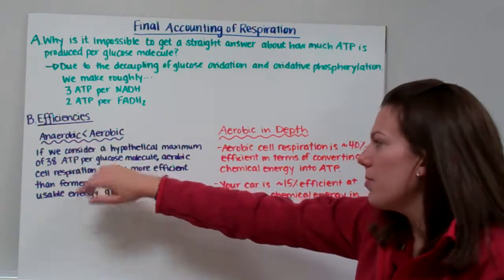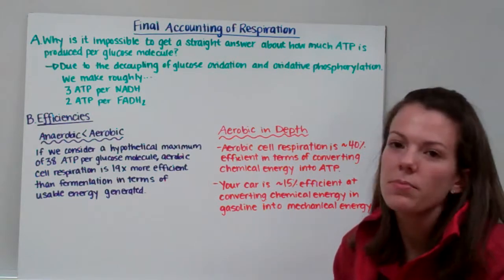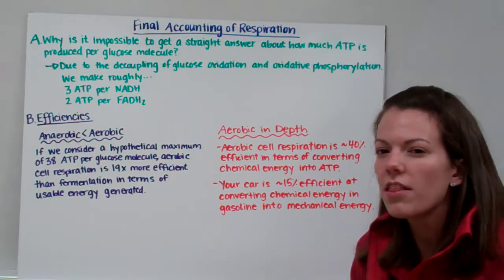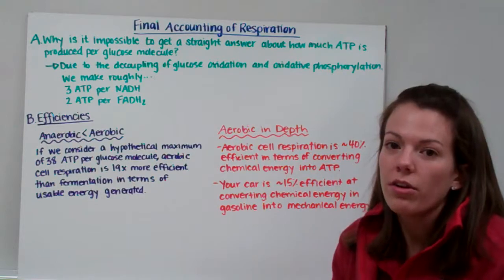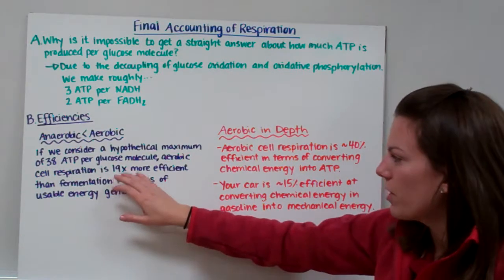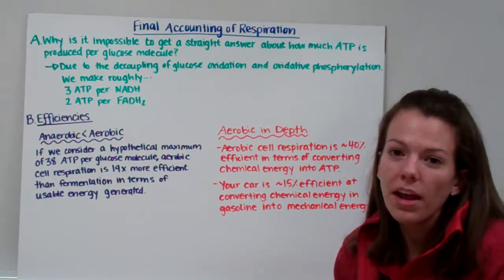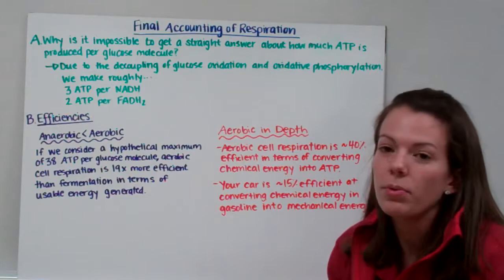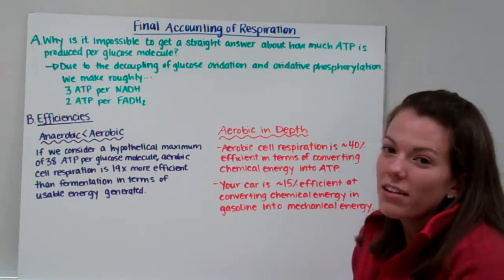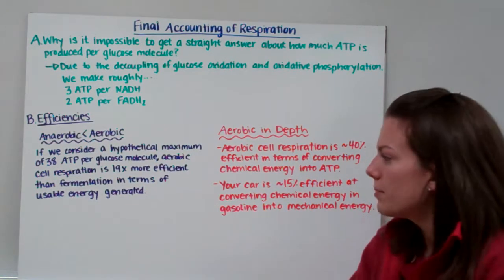Anaerobic metabolism is less efficient than aerobic metabolism. If we consider a hypothetical maximum of 36 ATP, because we're going to round it up just a little bit, remember we're about 32 to 34. So let's say we have a hypothetical maximum of about 38 ATP produced when we do aerobic cell respiration. Aerobic cell respiration would be 19 times more efficient than fermentation, because glycolysis coupled with fermentation only makes 2 ATP. So 19 times 2 would be our 38. So oxidative phosphorylation through aerobic cell respiration is much more efficient than just using glycolysis.